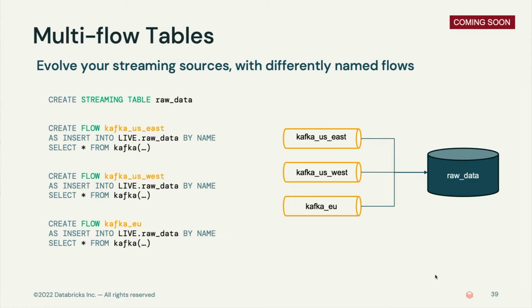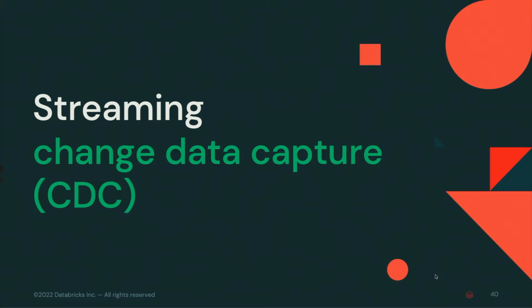And this is where multi-flow tables come into play. This allows you to evolve your streaming sources by giving each of those flows different names and different state. So in this example, I've created 3 different flows. One reading from my East instance of Kafka, one reading from my West instance of Kafka, and another one reading from the European instance of Kafka. And you can add and remove these over time, and DLT will keep track of exactly which checkpoints should be used for which flows. And this is really cool, because now you can add and remove sources without having to do a full refresh. And that is coming soon.